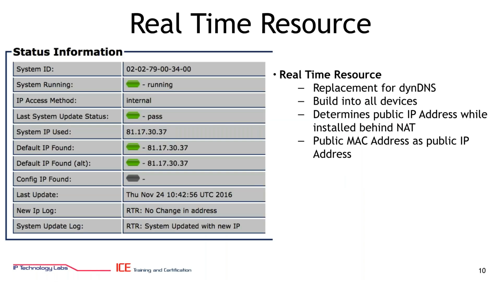All of our devices support real-time resource. This is a replacement for dynamic DNS. The devices are continuously going out, trying to determine what their public IP address is. So if we have a device sitting behind a NAT router, the device will go out, similar to dynamic DNS, and determine what its public IP address is. It will publish that public IP address using its system ID. The system ID matches the MAC address of your uplink Ethernet interface. So each of the devices has a system ID, and the device will go out, determine its public IP address, and publish it as that system ID. And then I can use that on my client devices.